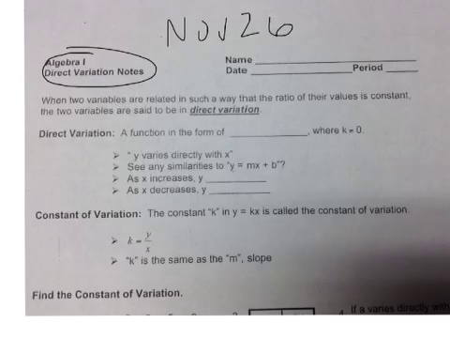It says when two variables are related in such a way that the ratio, which is just a fraction, of their values is constant, the two variables are said to be a direct variation. A direct variation is a function in the form of y equals kx, where k is some number that's not equal to 0. So that means it can be a fraction, it can be a whole number, it can be a negative, it can be a positive. It just can't be the number 0.